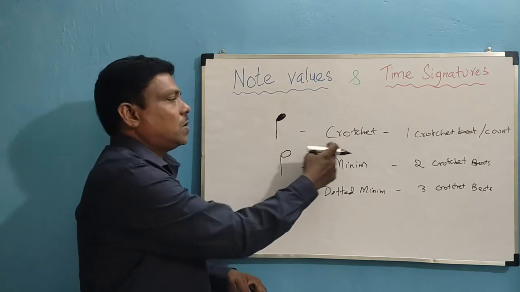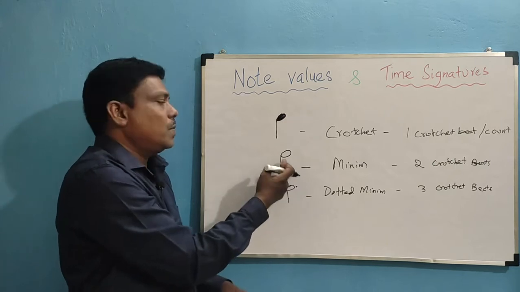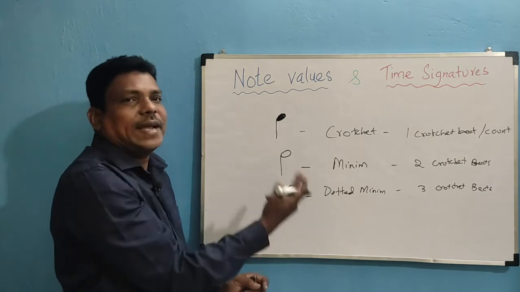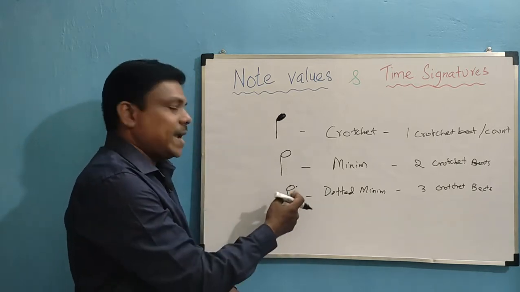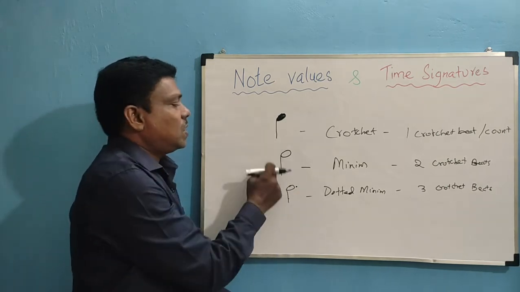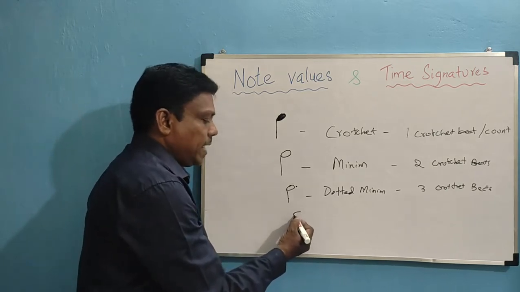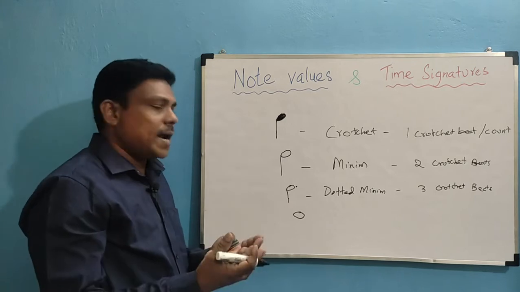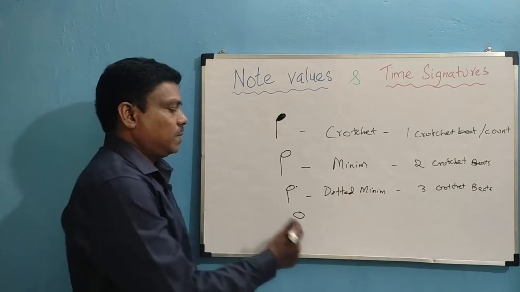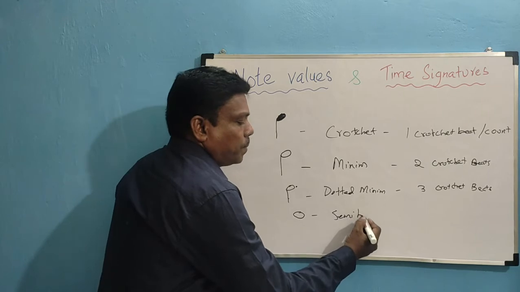One count, crotchet. For two counts or two beats, minim. Its symbol is a white head. Black head for one count, white head for two counts, white head with a dot for three counts. All these three have stems along with them. Now see the next symbol, a white note head but no stem at all. A white note head without a stem. This symbol is called semibreve.